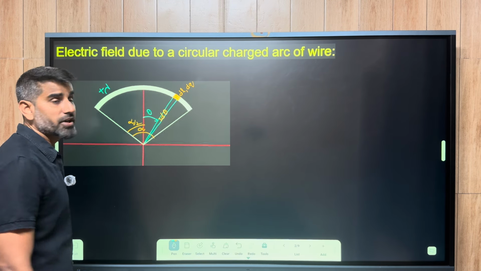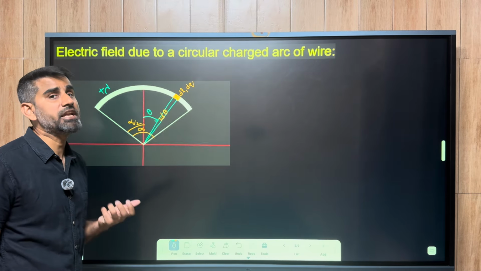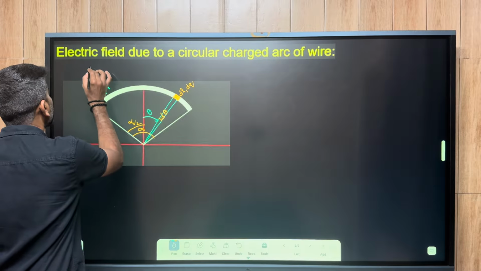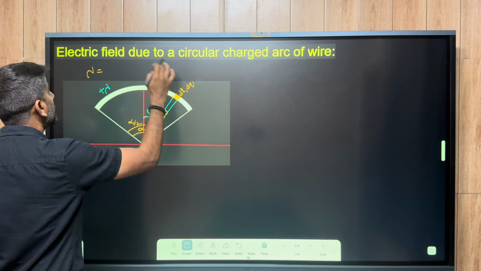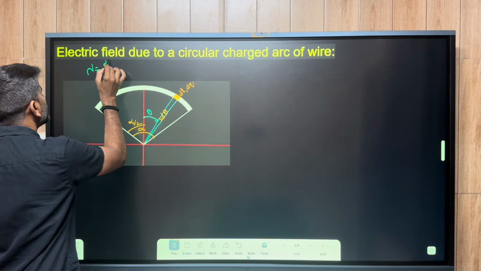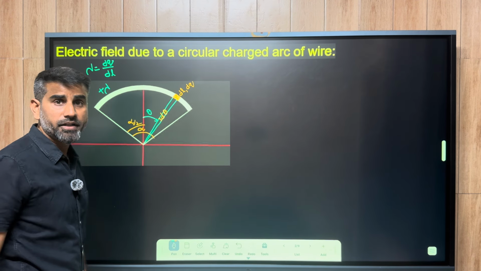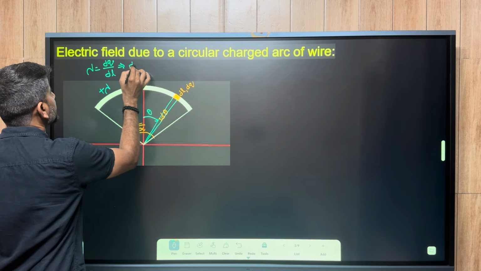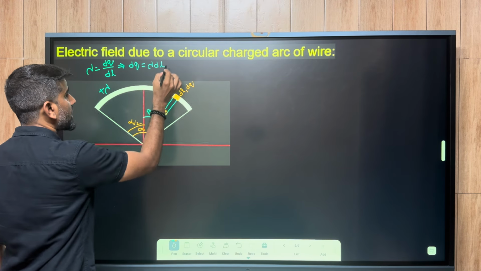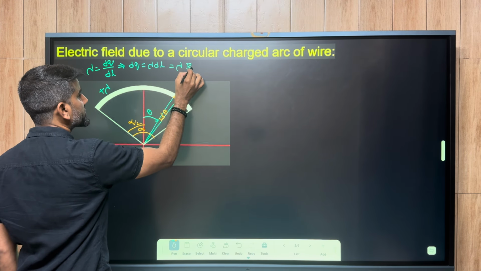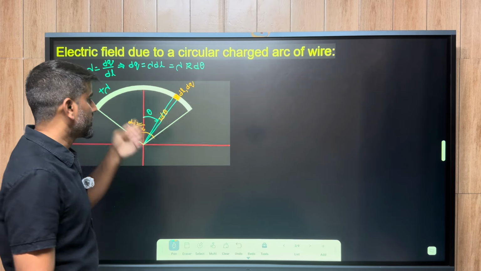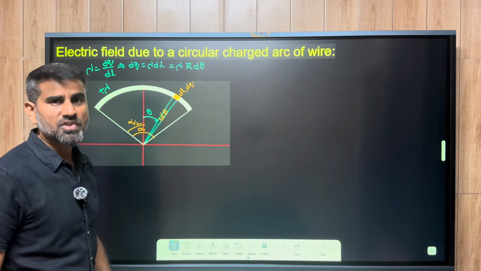Now, let us recollect the definition and the formula of the linear charge density, which we have already discussed in the earlier classes in this lesson also. So lambda is equal to dq by dl. Now, this dq can be written as lambda dl, and this dl is the arc length. This arc length can be written as radius times angle. Arc length is equal to r d theta. I have got the equation for the charge dq.